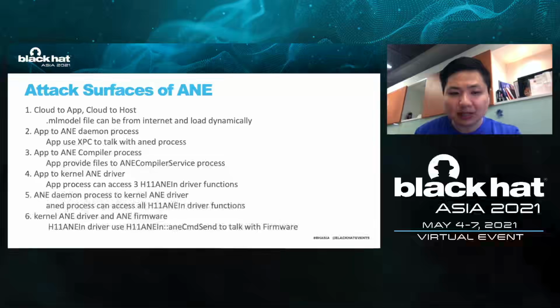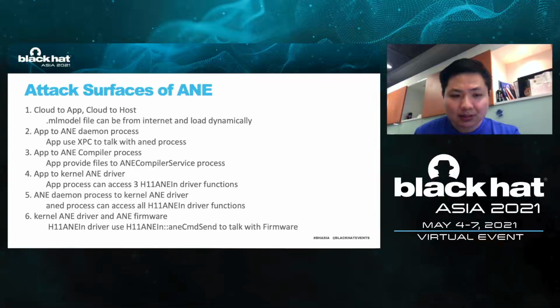The fifth attack surface is from the ANE daemon to the kernel driver. This attack surface requires that the attacker has obtained the permission of the ANE daemon. The ANE daemon has access to all interfaces of the ANE kernel driver. These interfaces are not open to the app, so the checks in the driver may not be strict.